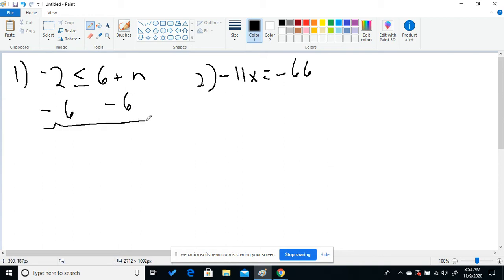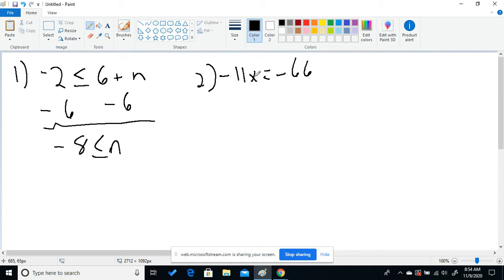That's going to leave us with negative 2 minus 6. So that would be what? Negative 8. Bring down your sign, less than or equal to n. Okay, super simple. It's a one-step inequality. You don't have to divide or multiply by a negative number, so you don't have to switch your sign. Now, number 2, that's not the case.